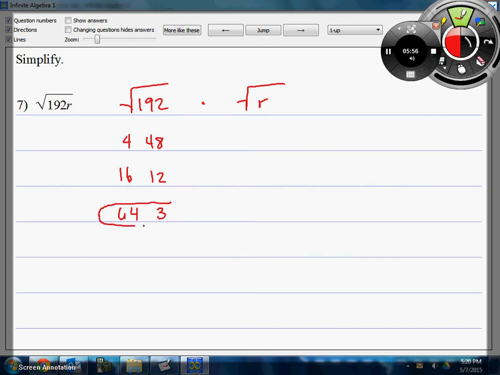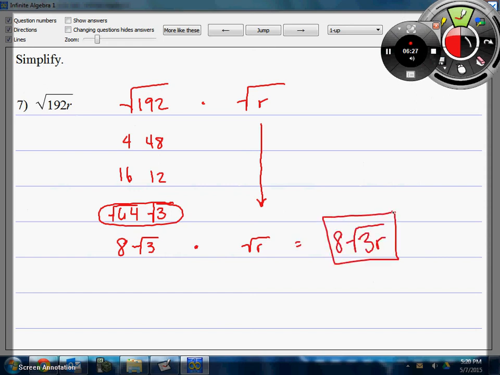Okay, so this would be the best one to use because it's the largest. So this would just turn into the square root of 64 times the square root of 3. Well, the square root of 64 is 8, so 8 times the square root of 3. So now let's go over to our variable, the square root of r. Can I simplify it? No, I cannot. So this just becomes the square root of r. So put it all together, and you have 8 times the square root of 3r, and that would be my final answer.